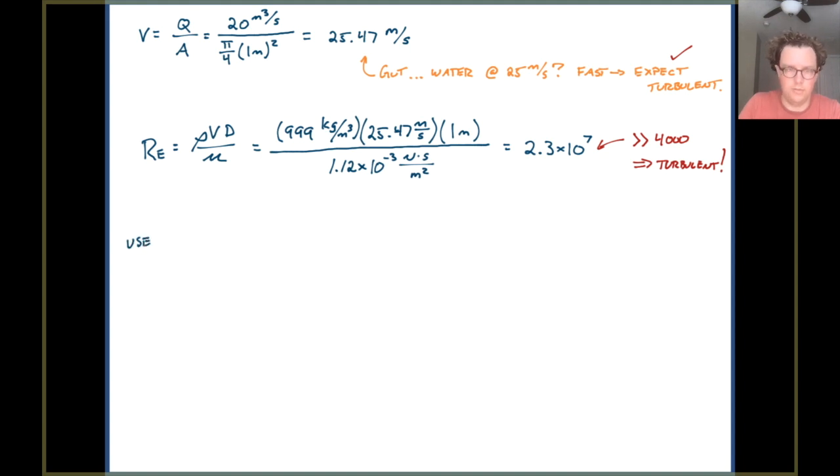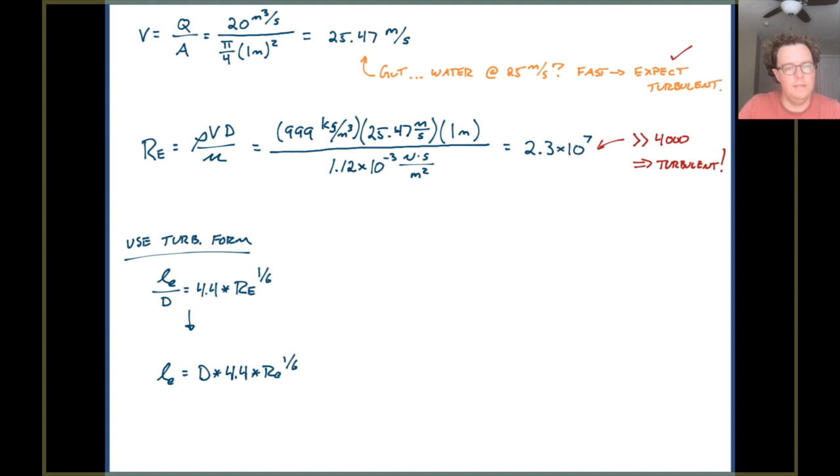Now that we know it's turbulent flow, let's go ahead and pick the correct equation. Entrance length, LE, over pipe diameter D, equals 4.4 times the Reynolds number to the 1/6 power. And we can move that D to the right-hand side, so rearrange for what we're trying to solve for. Plug in our values. 1 meter multiplied by 4.4, that's from the equation, multiplied by our Reynolds number raised to the 1/6 power. And I calculate an entrance length in this problem of about 74 meters.